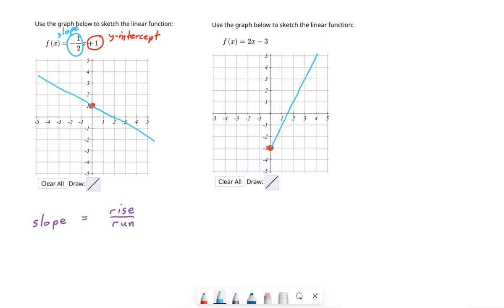rather steeply. And as you get practice with these, you'll notice that fractions as slope, and I mean fractions like 1 over 2, 1 over 3, 2 over 5, those sorts of fractions have a shallow slope and they don't go very steeply. But when you have a whole number like 2 or 3 or 4 as your slope, that goes up or down very fast. It's a very steep slope.